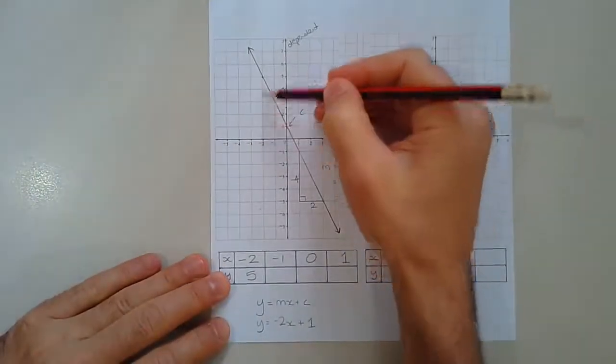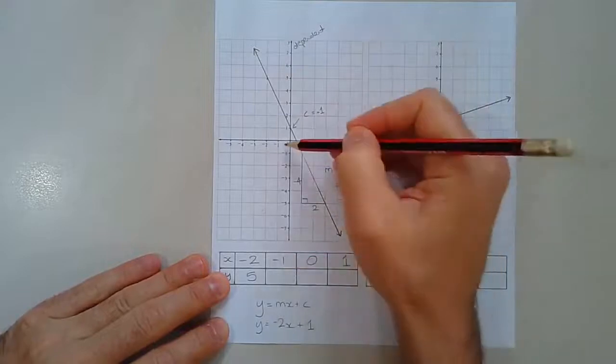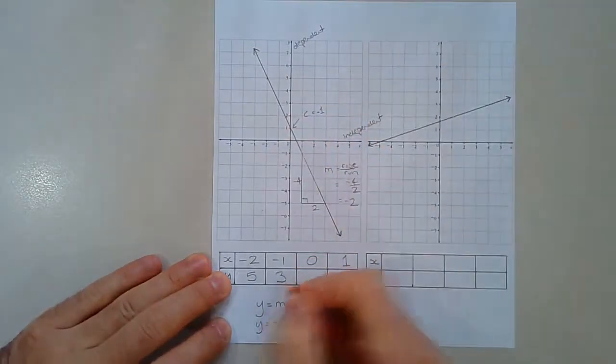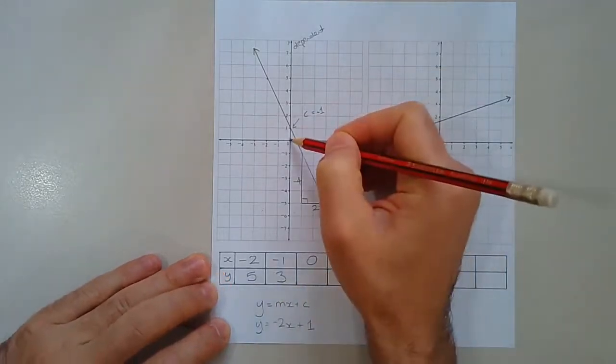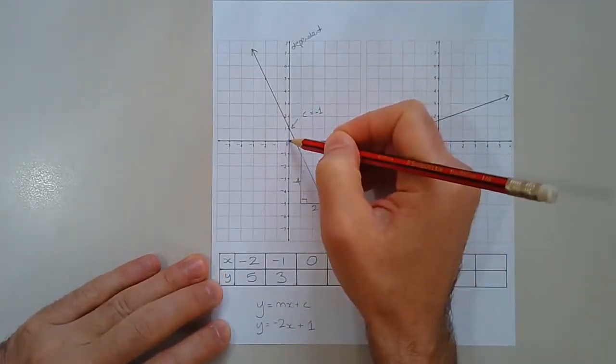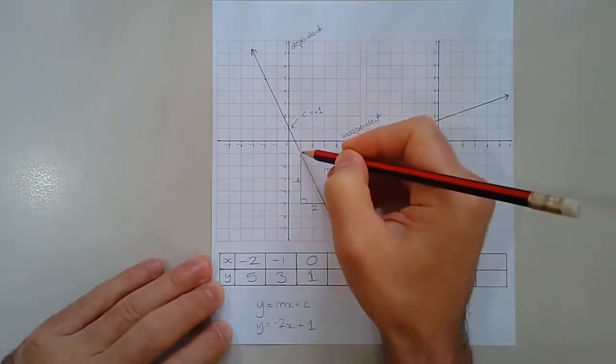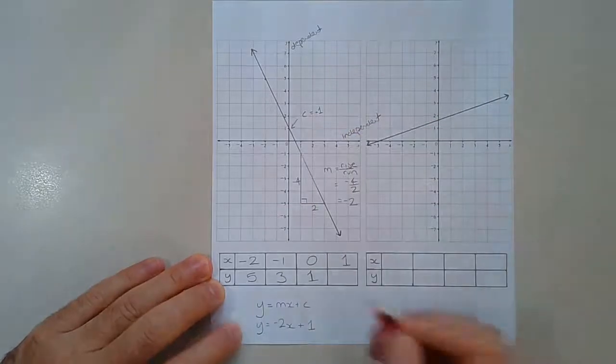So x is -2, y is 5. When x is -1, we read the y value here of 3. When x is 0, now you know what happens when x is 0, that gives us the y-intercept, 1. And when x is 1, y is -1.